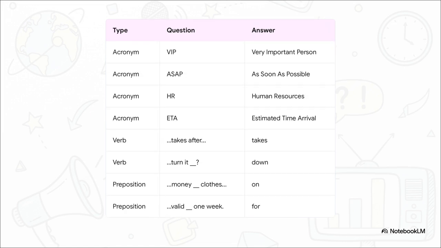Now for our rapid fire round. Let's see how you did here. VIP stands for very important person. ASAP means as soon as possible. HR is human resources, and ETA is the estimated time of arrival.